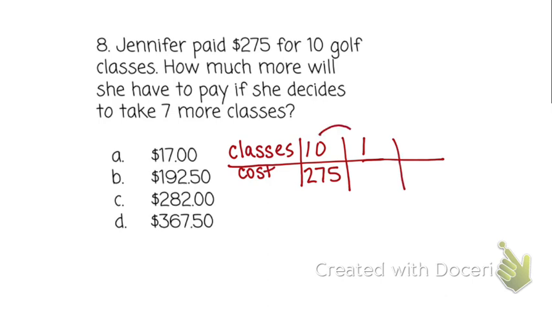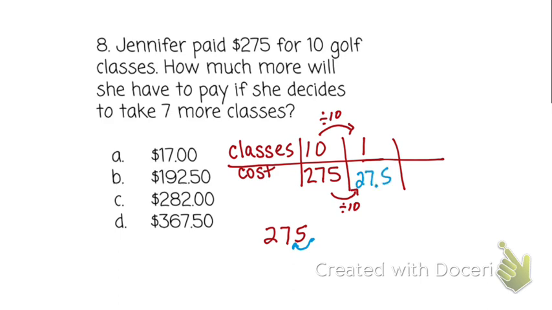So how do I get from 10 to 1? I divide by 10. So then whatever I do to the top, I do to the bottom. So what is 275 divided by 10? Well, remember, when I divide by a 10, all I'm going to do is take my decimal that's hidden behind here, and I'm going to move it one place to the left. I'm going to go 1/10 of a space right there. So 27.5 is the cost of one class.